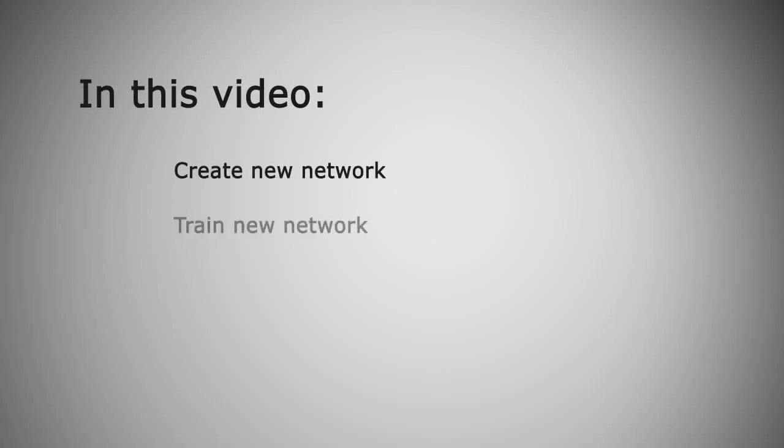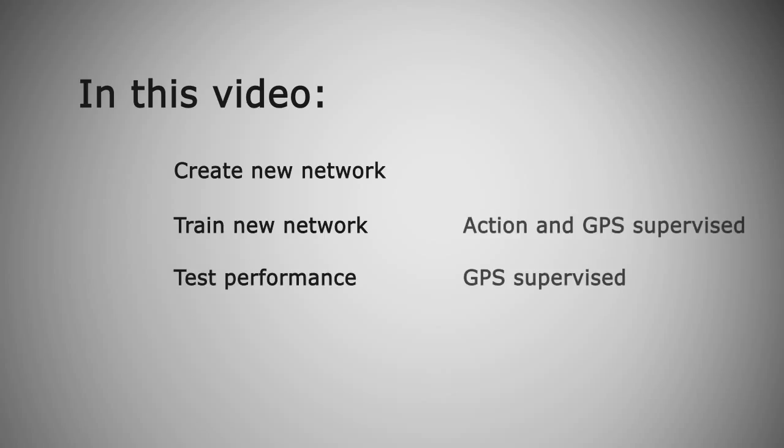In the last video, we showed you how we can test the performance of an already trained network. In this video, we're going to show you how to train a network from scratch using supervised action information and supervised GPS input. You can also supervise the attention of the network and the type of the objects required to be recognized. In this demonstration, we're only going to supervise the action concept zone and the GPS signal input.